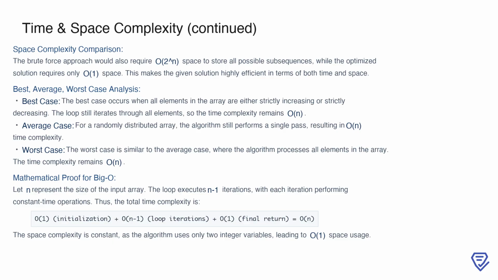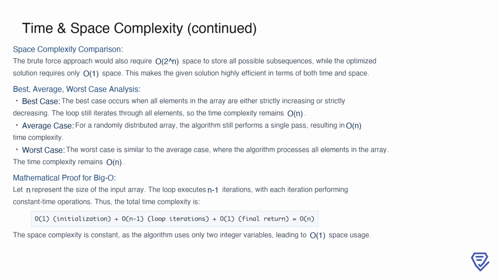To prove the big O mathematically, consider the operations. The initialization steps take O(1), the loop runs n-1 iterations, and the final return operation takes O(1). Combining these, the total time complexity is O(1) plus O(n-1) plus O(1), which simplifies to O(n).